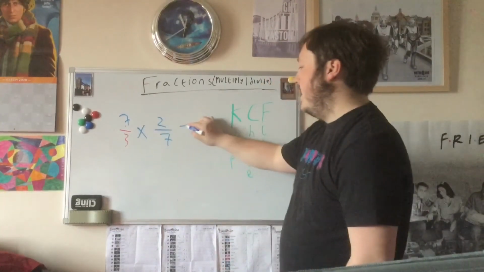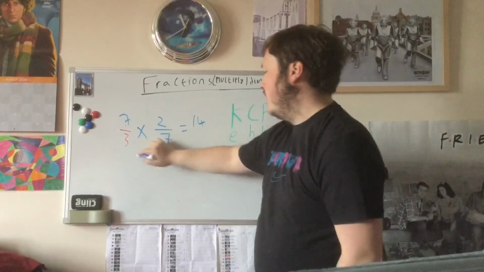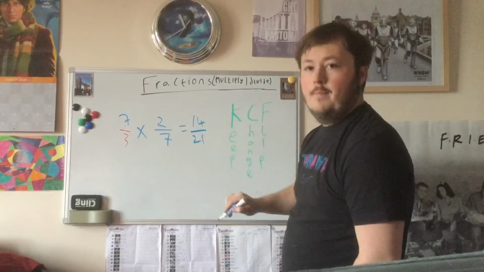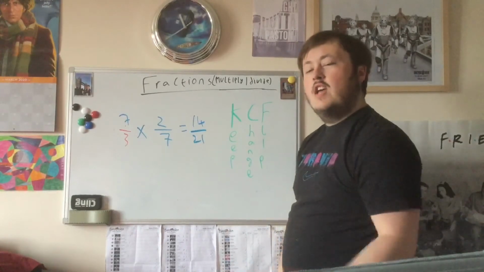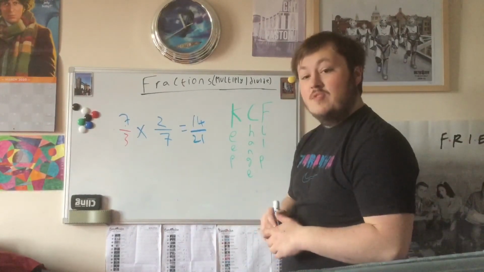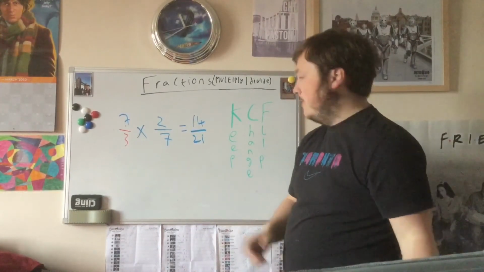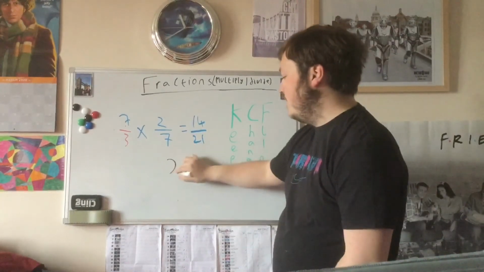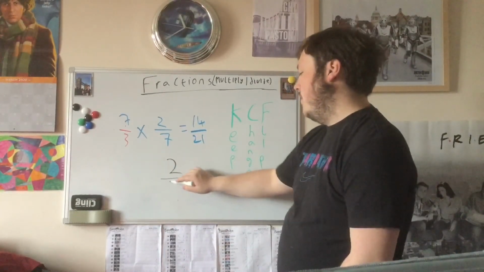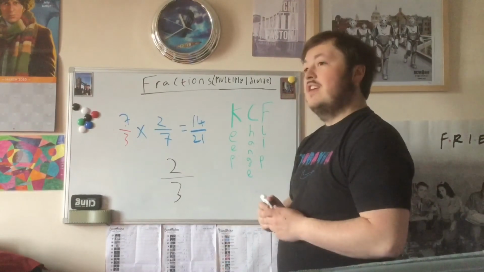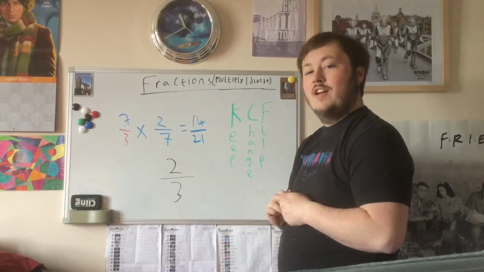2 times 7 is 14. 3 times 7 is 21. Can this be simplified? Well, they're both in the 7 times table, so yes. How many 7s go into 14? Well, twice. How many 7s go into 21? Well, 3 times. The answer is 2/3.